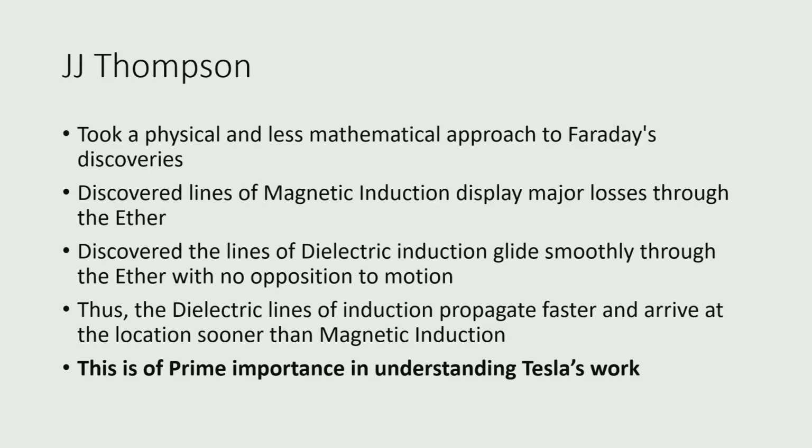So this brings me to J.J. Thompson, where he took a more physical and less mathematical approach, which I respect. I respect experimenting. He discovered that the lines of magnetic induction display major losses through the ether, and conversely, he found that the lines of dielectric induction glide smoothly through the ether with no opposition to motion. So he found, in conclusion, the dielectric lines of induction propagate much faster and arrive at the location a lot sooner than magnetic induction. And you need to understand that right there if you want to figure out what's really going on in Tesla's work.